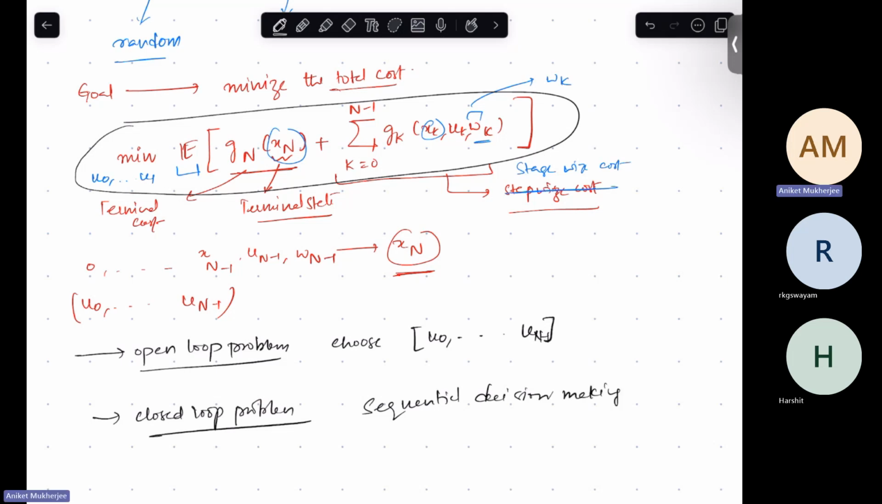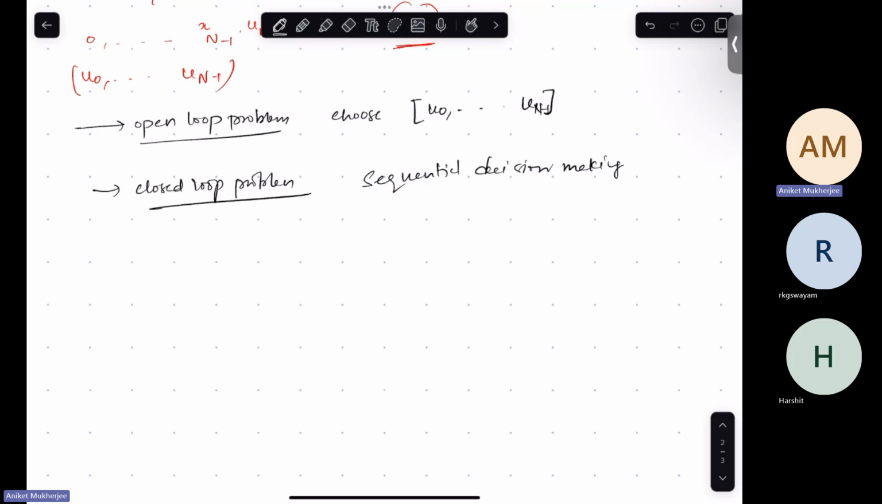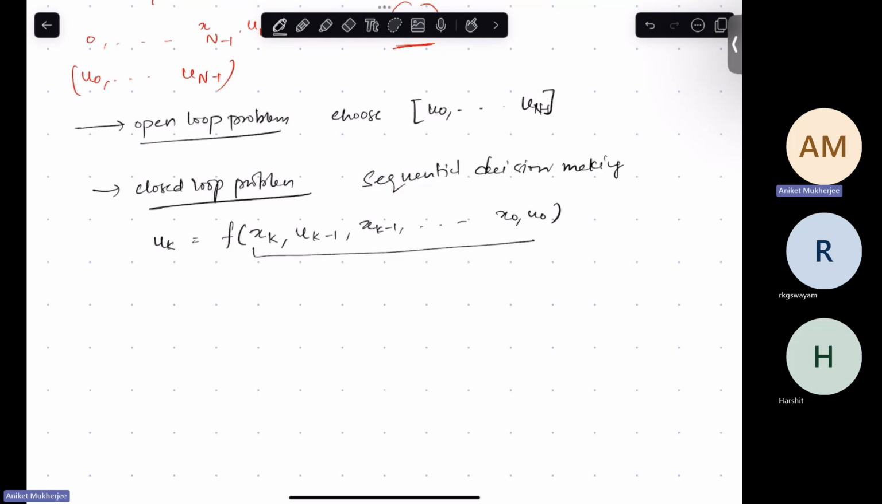where you depend on history, right? So basically, uk depends on your history. Now, what you observe is xk, but you also know uk minus 1, you also know xk minus 1, and so on, and you know x0 and u0. So you know the whole history, and based on that history, you take a decision uk. Here the important point to know is you don't know wk. If you knew wk, then there would be nothing to the problem.